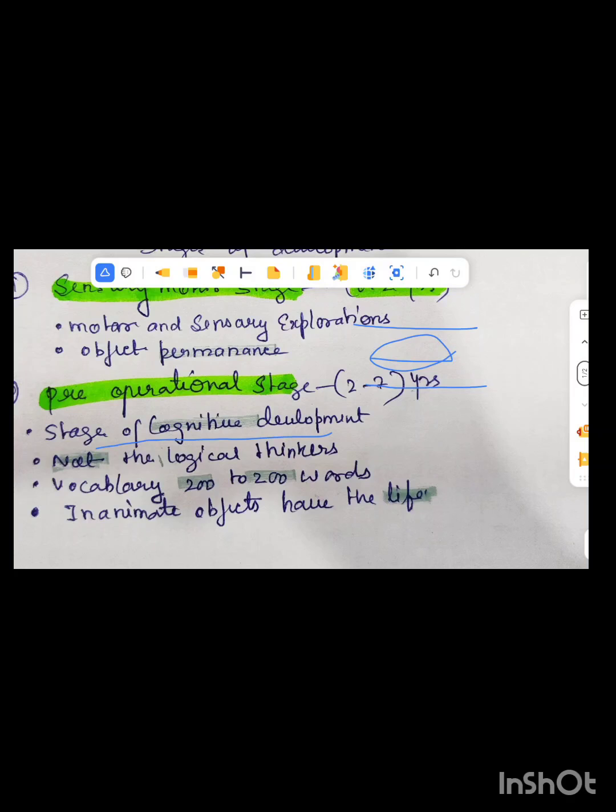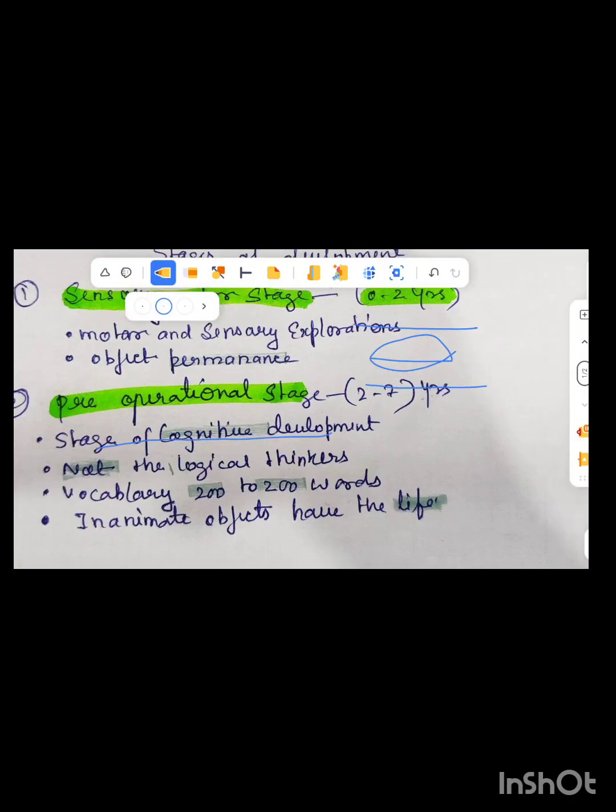As an example, if a boy is given two equal amounts of clay, but one piece of clay is flattened in the shape of a disc and another in the shape of a round ball, the child will say the first one which has been flattened is the bigger one. He can think cognitively, but the logical thinking has not yet developed much. And coming to vocabulary, it is 200 to 2000 words the child will possess.